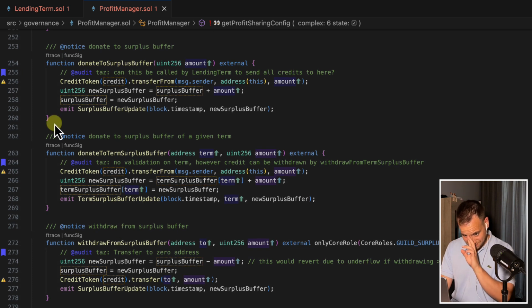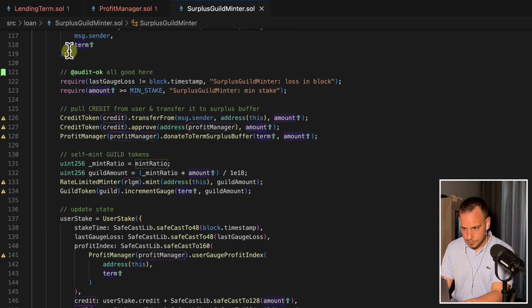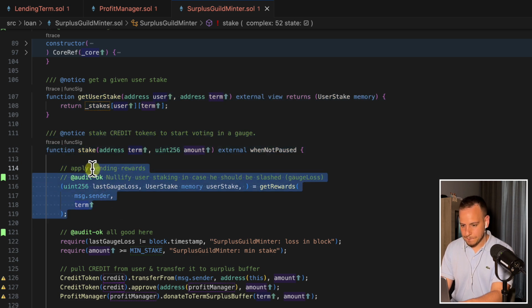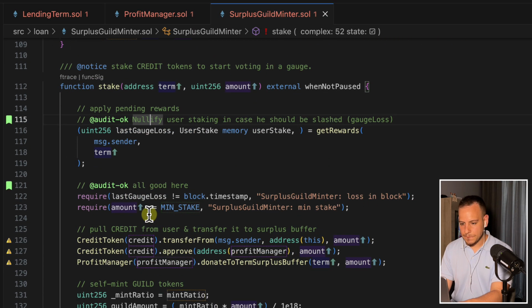Staked into the surplus guild minter, I think. Surplus guild minter. Yeah. You stake your credit tokens, you get back guild tokens in return if the lending term is profit. If there was a loss, I think you get slashed both for the credit and the guild tokens.